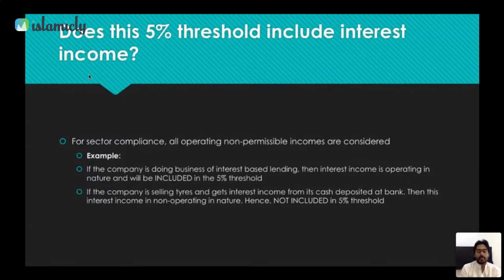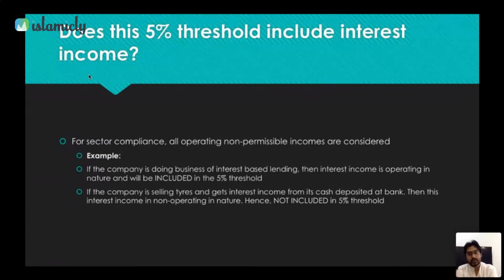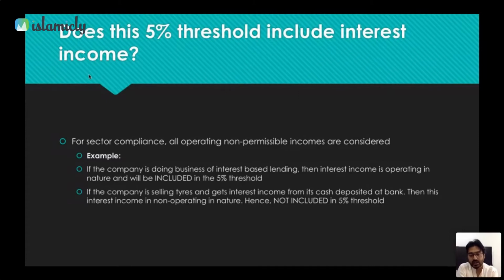All right. You will have a lot of questions about this. I will discuss more on this as we go along, because this is also related to the financial ratio screening. So essentially, if there's interest income which is operating in nature, it is included in this 5% threshold. If it is not operating in nature, it is not included in this threshold.